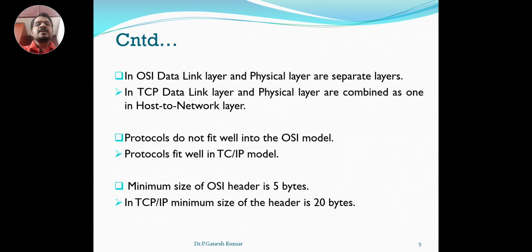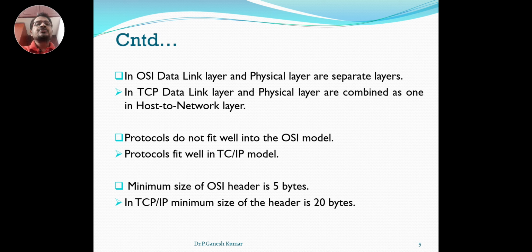In OSI, the data link layer and physical layer are separate layers. We can clearly distinguish the services, interfaces and protocols in the OSI reference model. Whereas in TCP/IP, the data link layer and physical layer are combined as the host to network layer. As we explained earlier, if you use mobile communication to access the internet, both the physical and the data link layer are combined and work in the host to network layer.